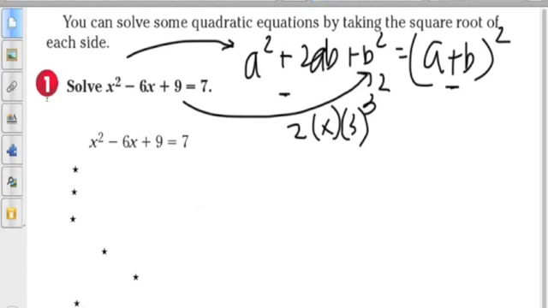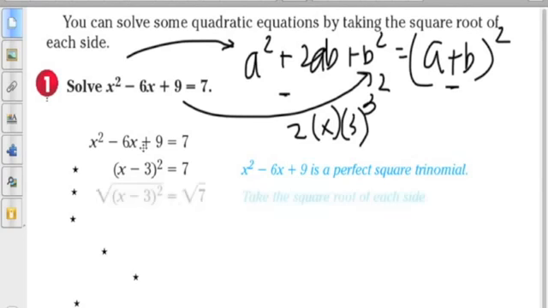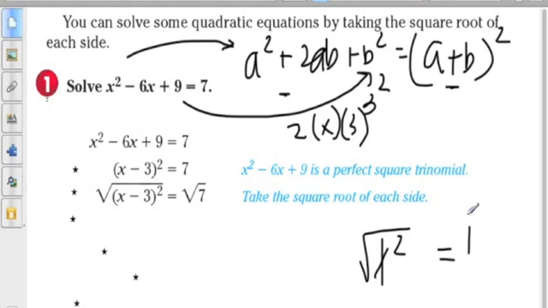From there we factor it, and it becomes x minus 3 squared equals 7, since it is a perfect square trinomial. To be able to solve for x, we need to get the square root of both sides. We end up with radical x minus 3 squared equals radical 7. If you also recall, radical x squared is the absolute value of x. So radical x minus 3 squared now becomes absolute value of x minus 3 equals radical 7. We simply bring down radical 7.